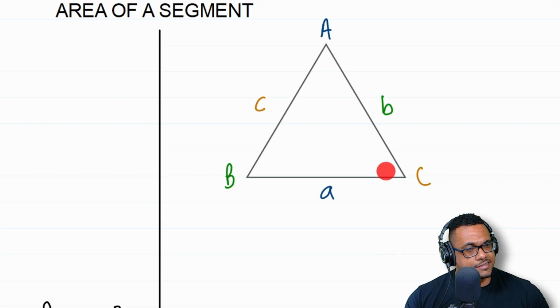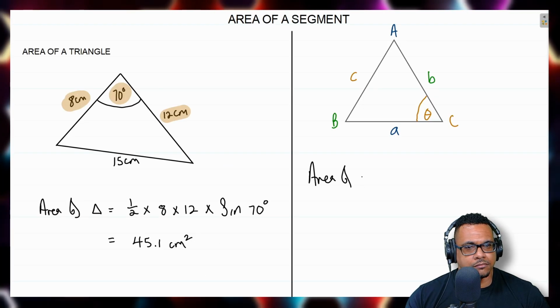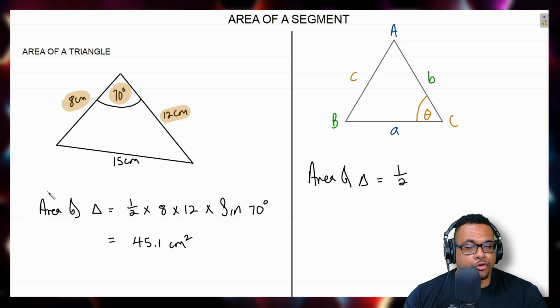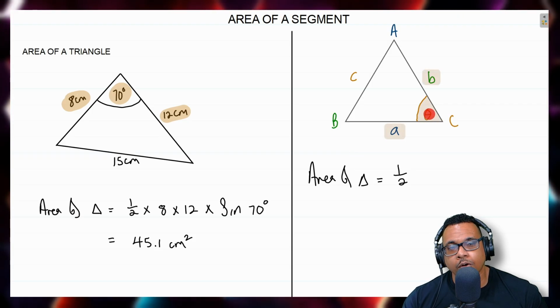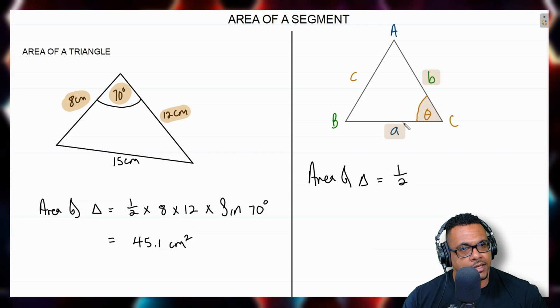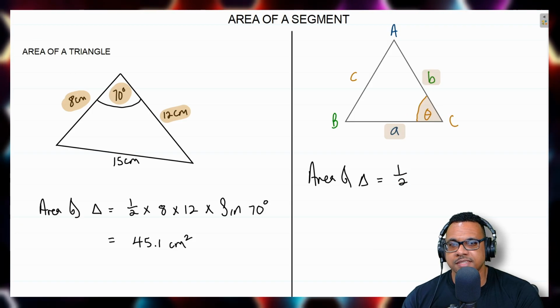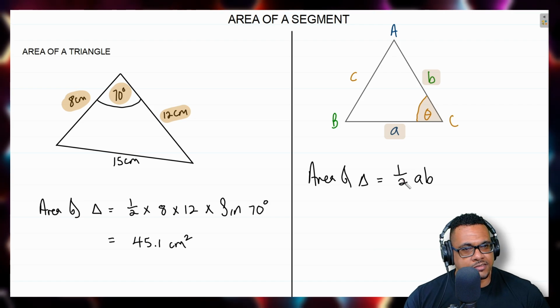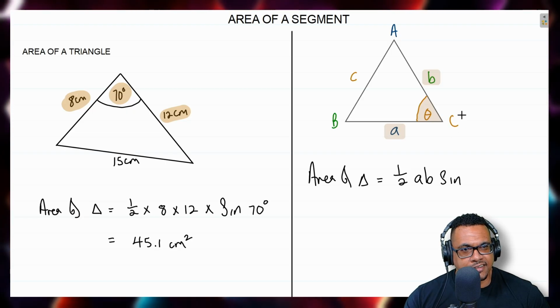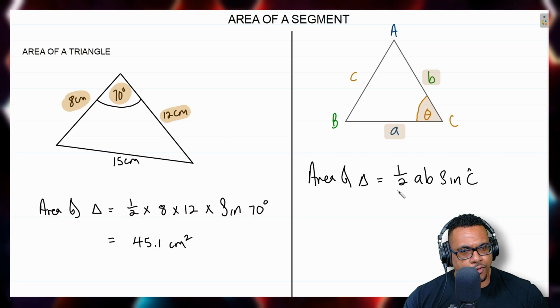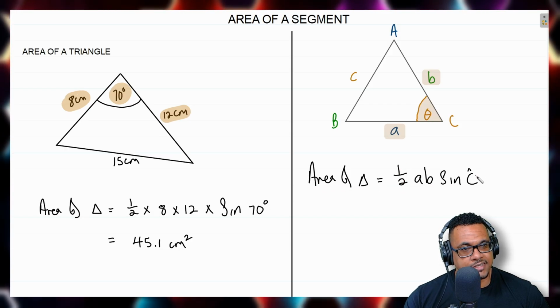Now, if we place the angle at C, so that's going to put the angle here. Let's put theta here. So the angle is at C. The formula is going to read area of triangle is equal to a half. Now, remember, we are using the two sides that are on either side of the given angle. So if this is the given angle, what are the two sides on either side of it? a and b. That's why you're going to get a half times a times b, because a and b are on either side of the given angle, and then sine the angle, and that angle is at C. So sine C. And that's how we get the formula.